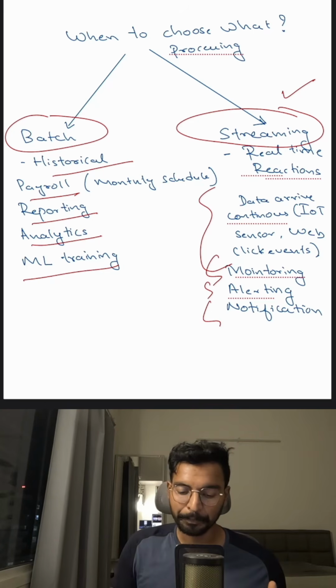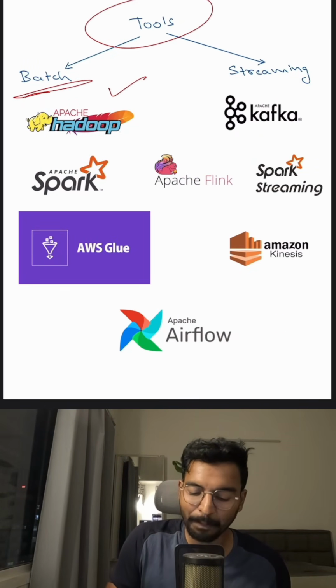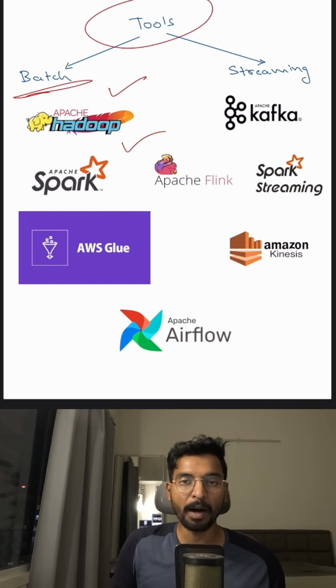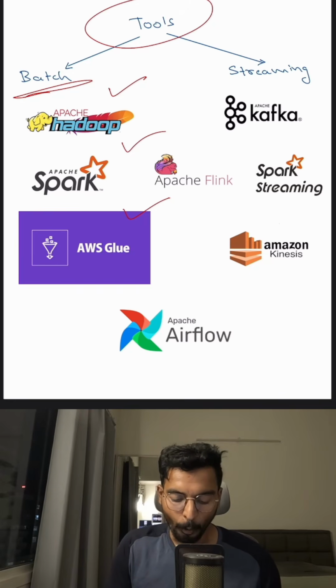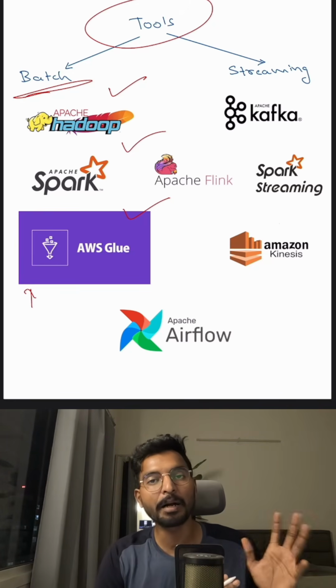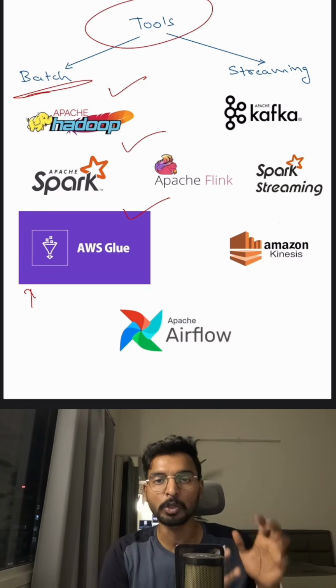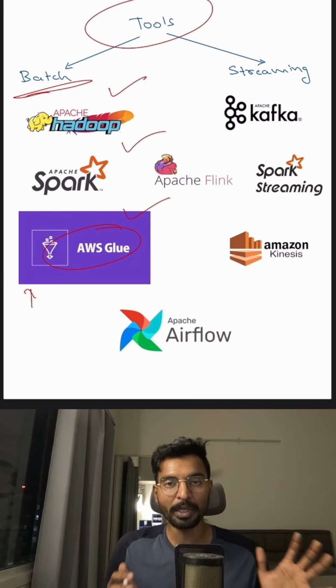Streaming is very ideal. In terms of tools for batch processing, we have Apache Hadoop, Apache Spark, and AWS Glue is a very good fit for batch processing. With AWS Glue, which is like a compute engine, you can process huge volumes of data.